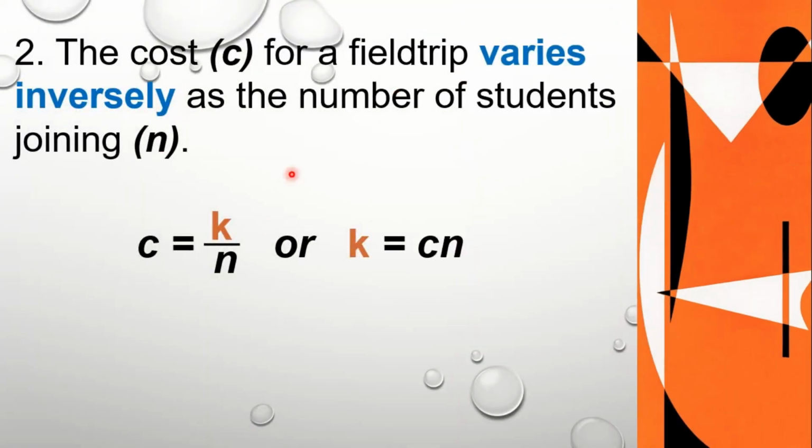2. The cost for a field trip varies inversely as the number of students joining. So the two quantities, C for the cost of field trip and N for the number of students. So C is equal to K over N, or K is equal to C times N.